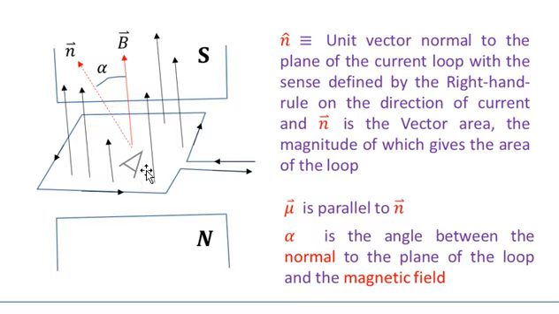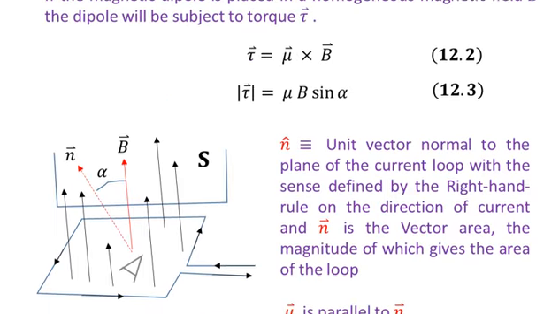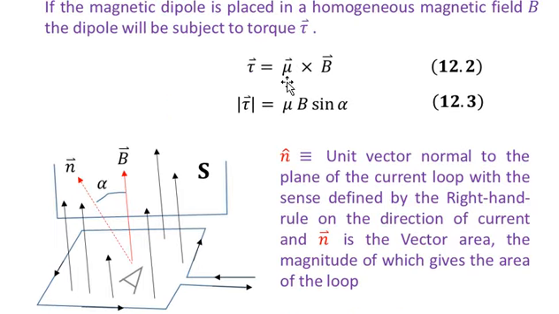So you can also assume that if atoms are present over here, the atoms have circular loops, tiny circular loops, and if you apply the external magnetic field like the one I have shown, then of course the electrons in the loop, the magnetic moments, will experience a torque, and this torque is given by tau is equal to mu cross B, and the magnitude of this torque is mu B sine of alpha.